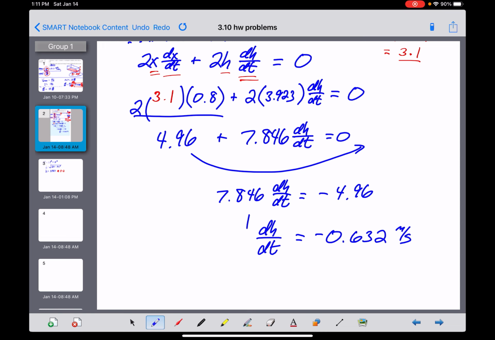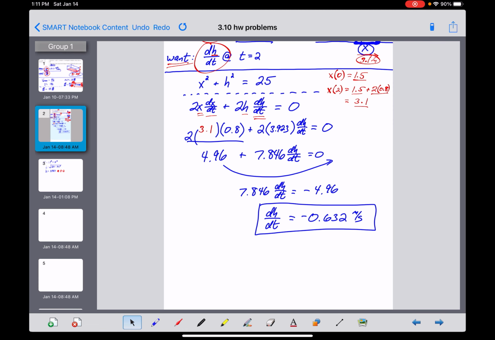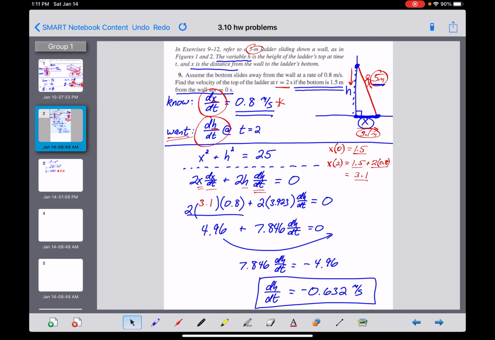And a quick conversation real quick, guys, does it make sense that that answer is negative? Well, if the bottom of the ladder is sliding out, we said that means the top of the ladder had to be sliding down. h is actually getting smaller as this thing moves along, and so that concept of that answer being negative makes a lot of sense. Okay, that's our answer for number 9.